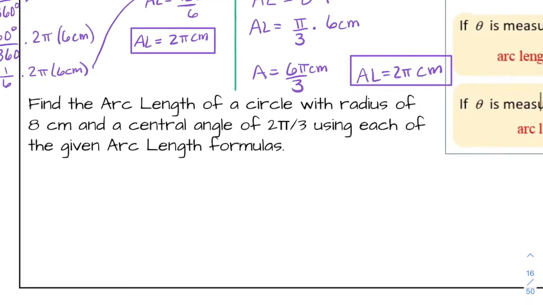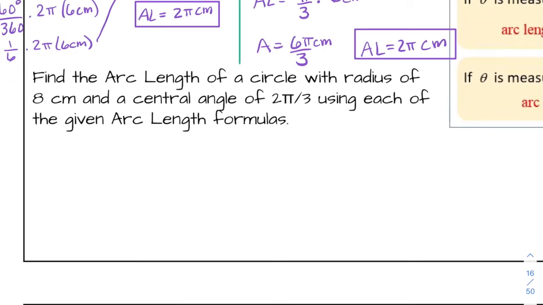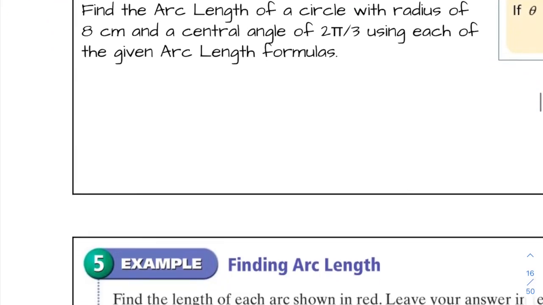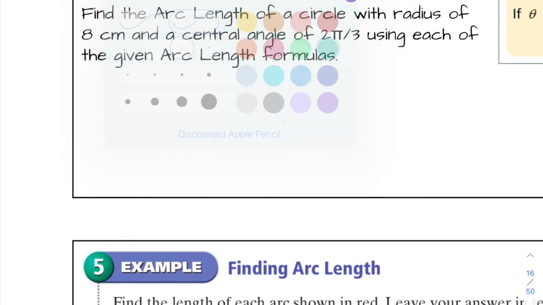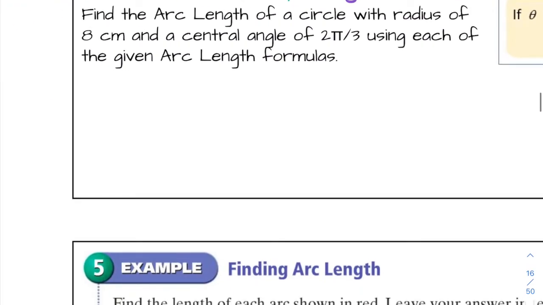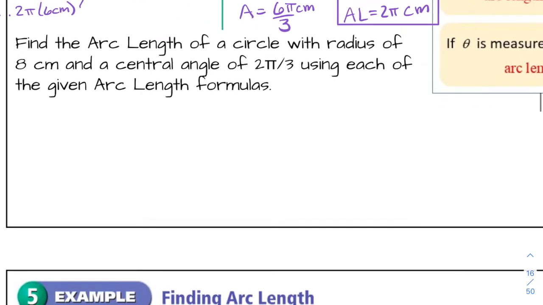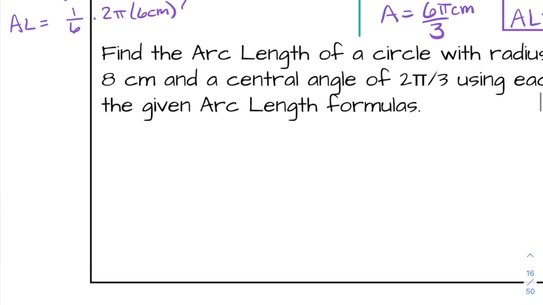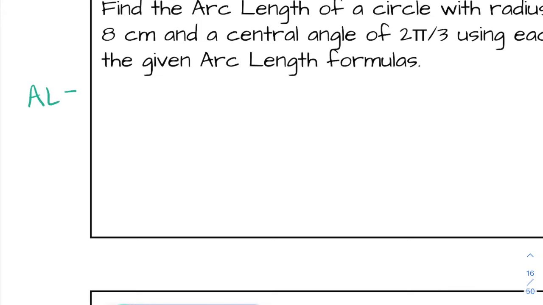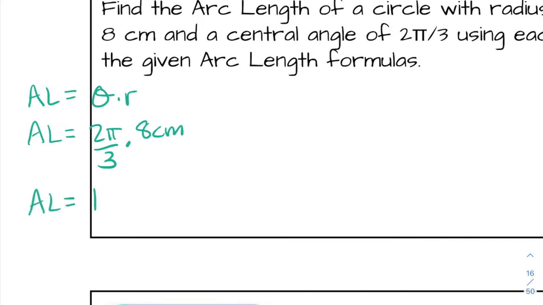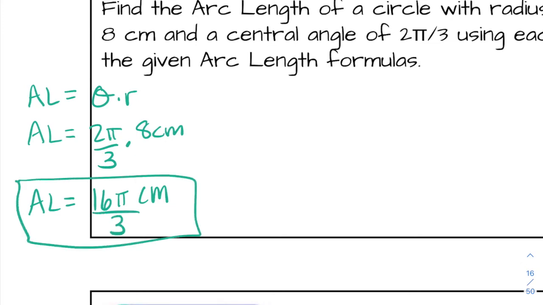Okay, so find the arc length of a circle with a radius of 8 centimeters and a central angle of 2 pi over 3 using each of the given arc length formulas. The arc length formula measured in radians is going to be much easier because arc length is equal to theta times r. So arc length is equal to 2 pi over 3 times 8 centimeters. So arc length is equal to 16 pi centimeters over 3. And we are done with that formula.